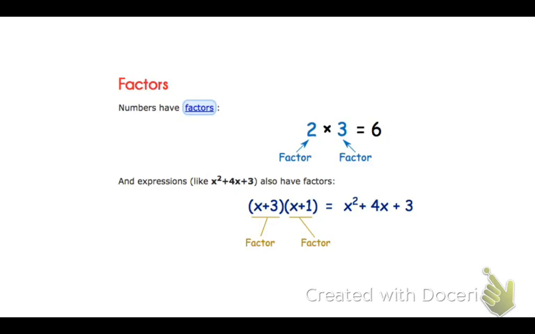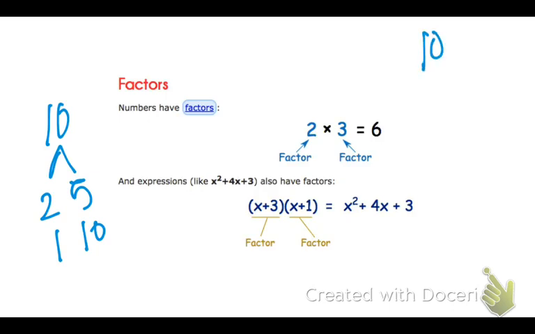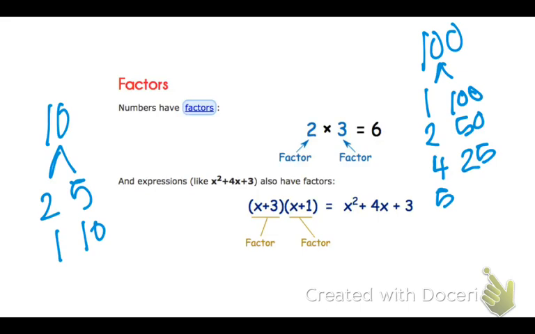So a factor of a number, so like for 6, that factors to 2 times 3. Those are factors of 6. You could also do like 10. Factors of 10 could be 2 and 5. They could also be 1 and 10. Okay, or say you did 100. Factors of 100 could be 1 and 100, 2 and 50. 3 doesn't go into it. 4 goes into it 25 times. 5 goes into it 20 times. 6 doesn't, 7 doesn't, 8 doesn't, 9 doesn't, 10 does, 10 times. So these are all factors of 100.